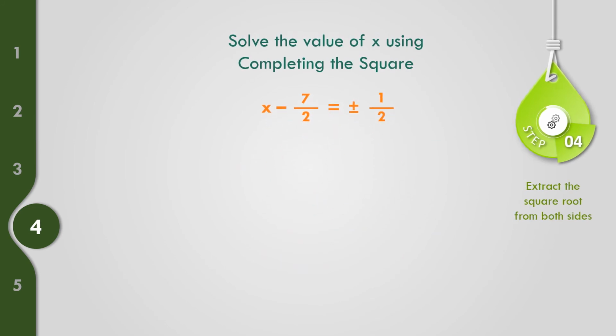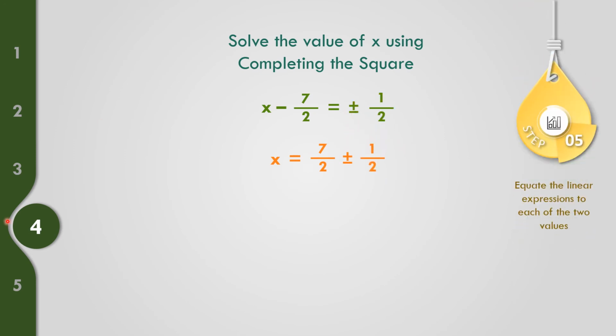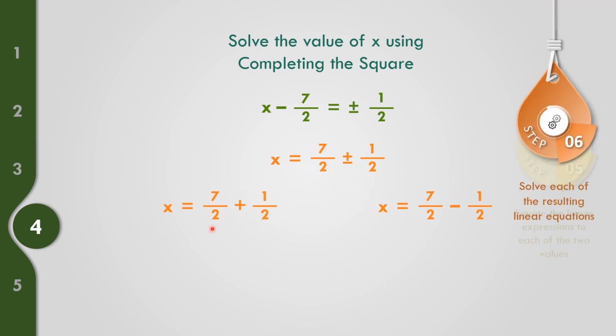So let us try to solve for the value of x. Negative 7 over 2, placed to the right side, becomes positive 7 over 2, and then copy negative 1 half. Then let us equate the linear expression to each of the two values. The first value is 7 over 2 plus 1 half, and the second is 7 over 2 minus 1 half. So let us try to solve.